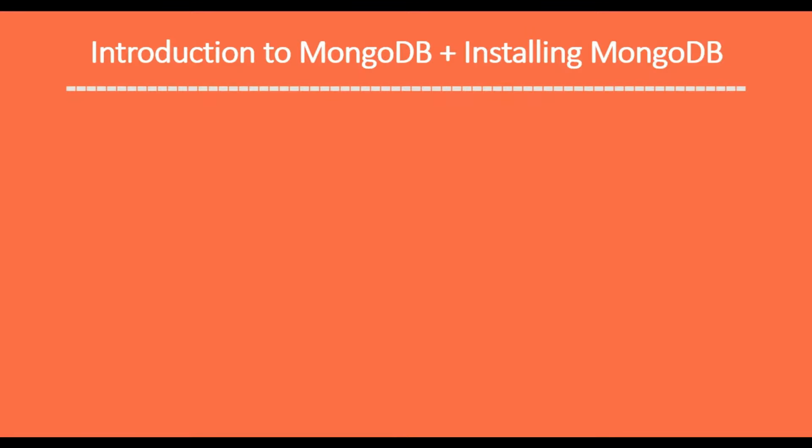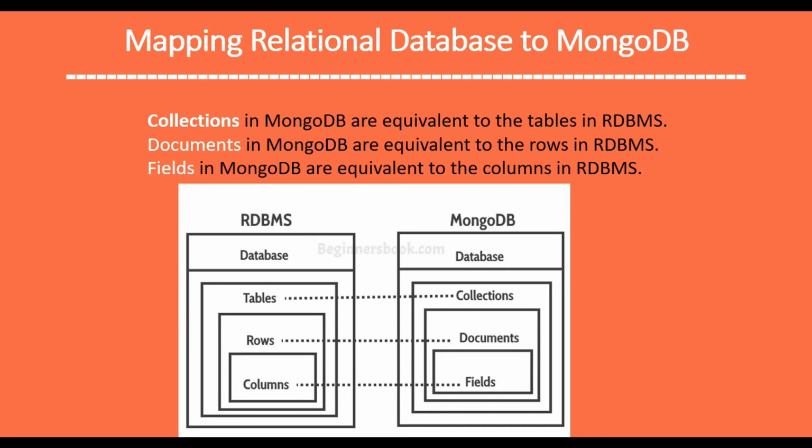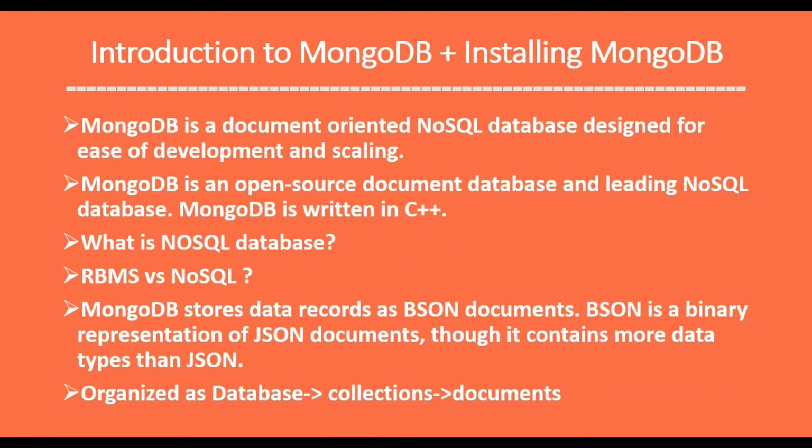As you probably know, MongoDB is a document-oriented NoSQL database designed for easy development and scaling. MongoDB is an open source document database and one of the leading NoSQL databases right now. It is written in C++. MongoDB stores data records as BSON documents, and BSON is a binary representation of JSON documents.